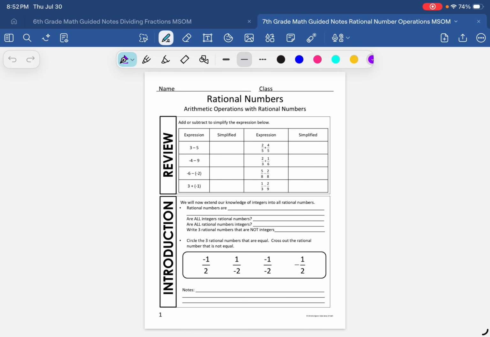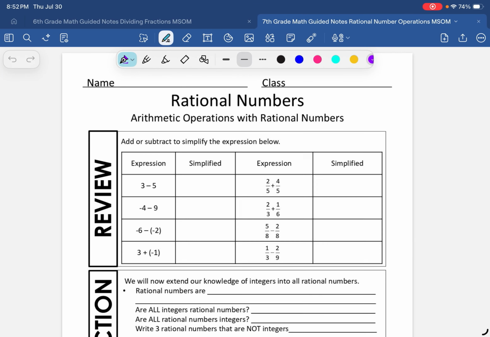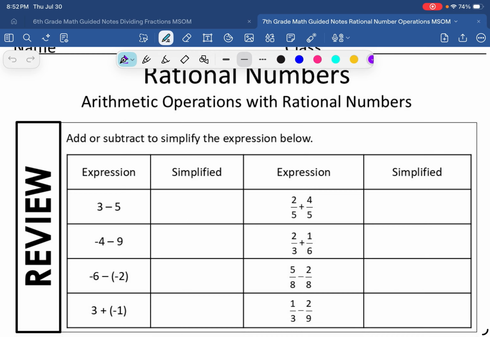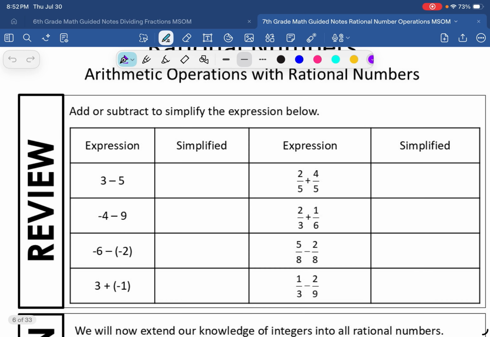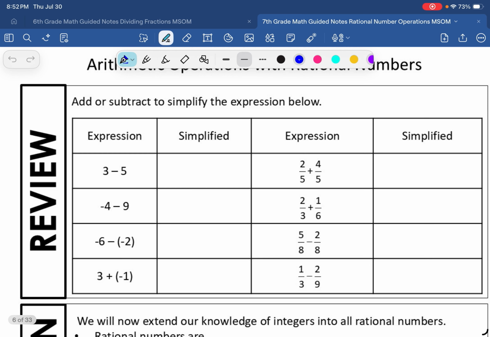Everyone, these are the operations with rational numbers guided notes. Let's get started. We are going to start with a review of adding and subtracting integers as well as fractions. Add or subtract to simplify the expressions below.